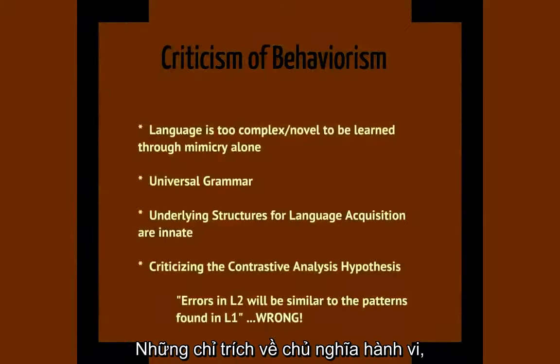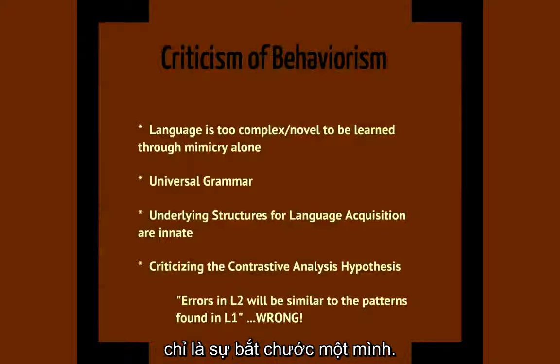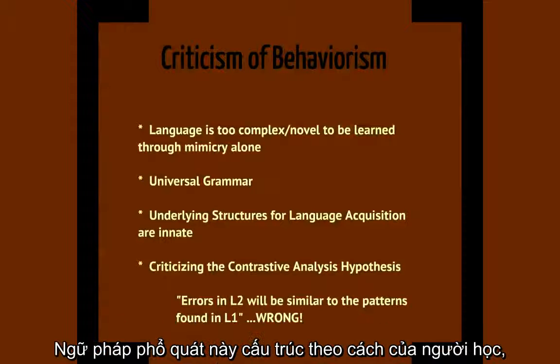Noam Chomsky brings on the end to behaviorism by stating that language is too complex and novel to be learned through mimicry alone. He states that there must be some universal grammar that is built into the brain. This universal grammar structures the way someone learns their first or second language. The underlying structures for language acquisition are innate.